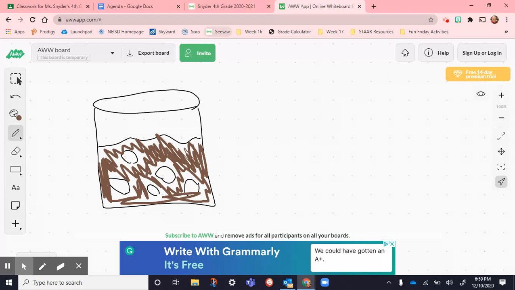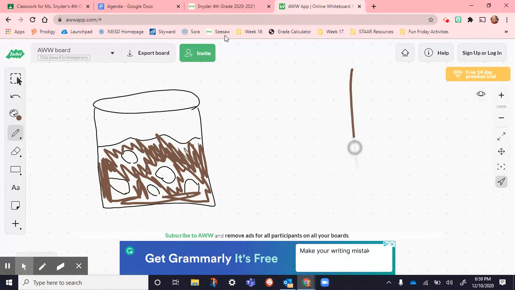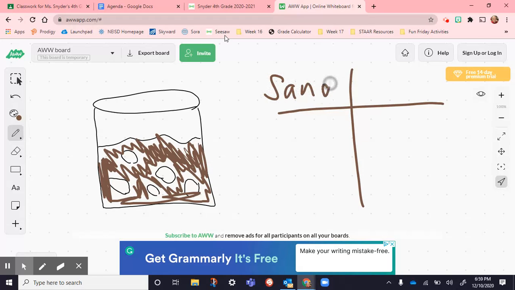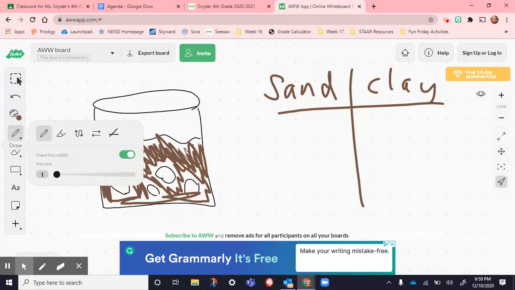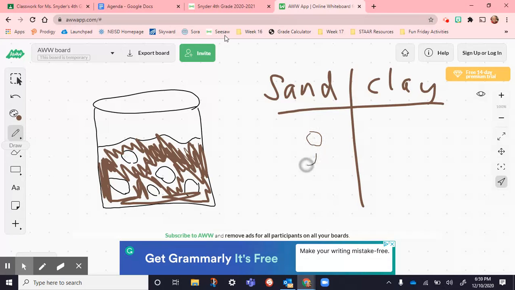and we'll talk about this big time when we start our soil unit. But we talked about with soil, we compared sand and clay. And so I'll put sand on this side and clay on this side. So these are two different types of soil. And with sand, you have very large particles. And so the little individual pieces that make up sand are really large.